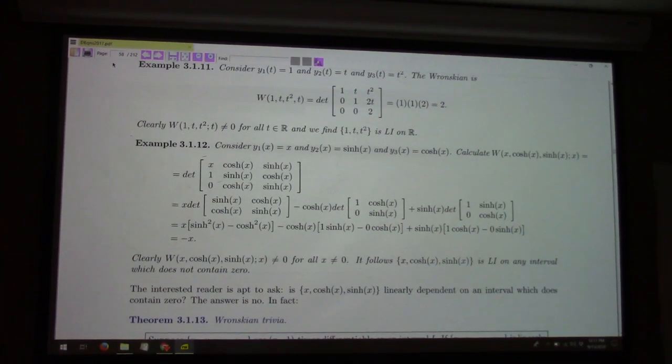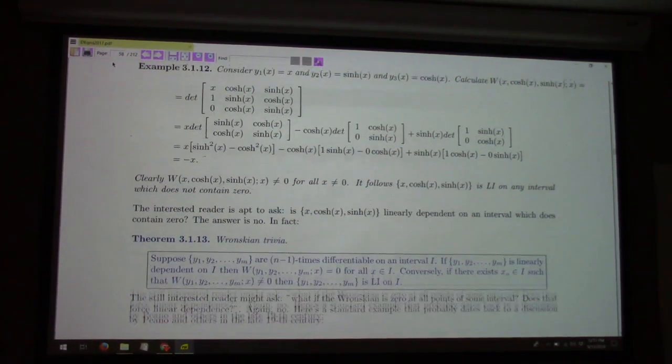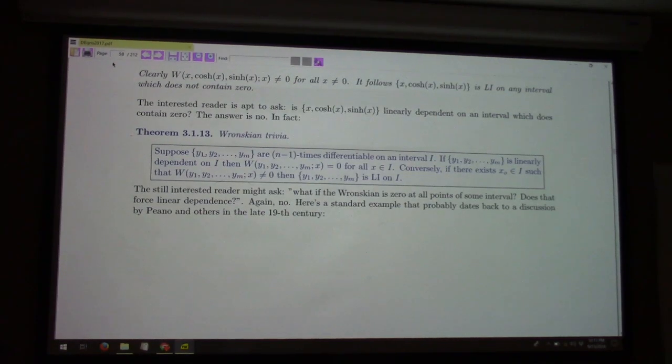Here's some more. Here's an example where I actually do the 3x3 in all of its hideous detail. And this proves that x, cosh, and sinh are linearly independent if x is not equal to 0. All right. Anyway, let me not go on about the Wronskian being 0 being a subtle point.